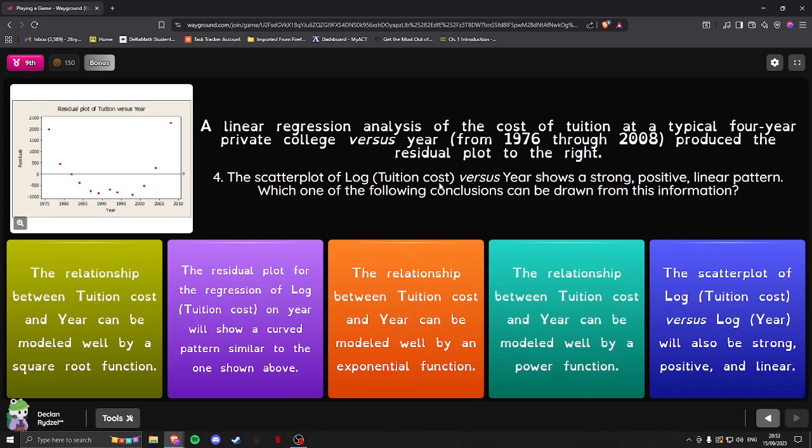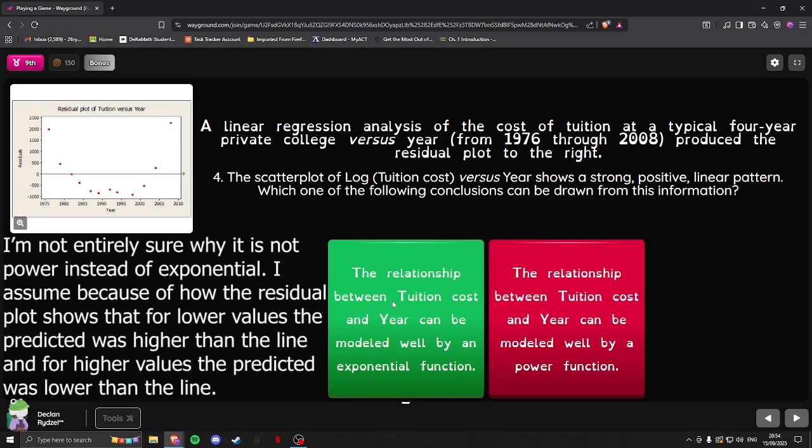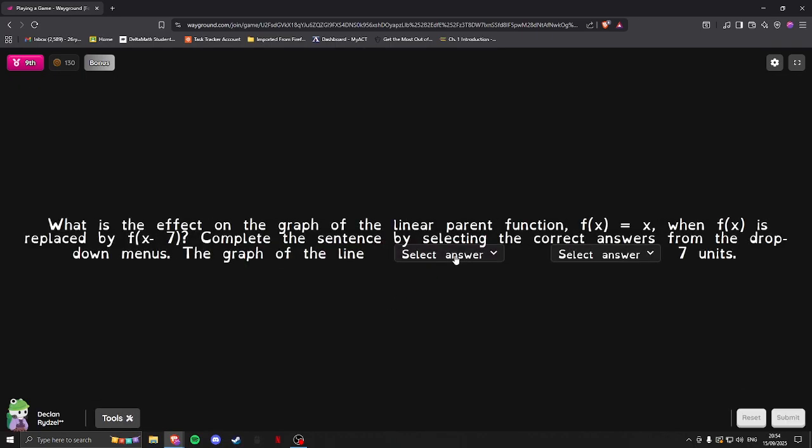Okay. Scatter plot shows which of the following conclusions can be drawn from this information. Okay. Square root function, no. Exponential function, no. I don't remember this one. Hold on. I think it's power function. No, it's not. It's exponential function. Okay. Cool. We'll skip that one. I'll edit that one out.